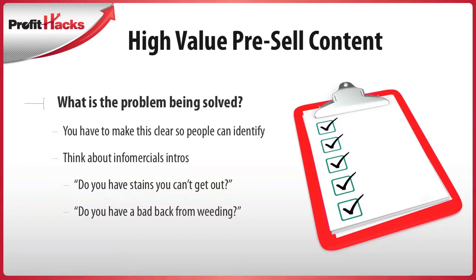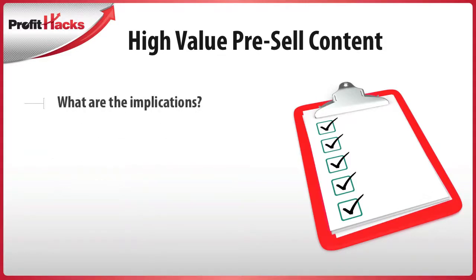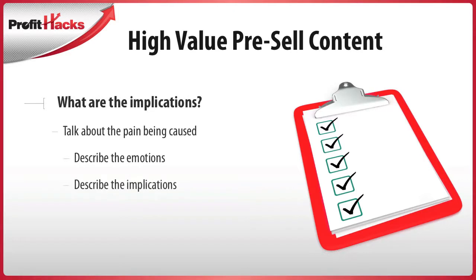And then from there, you need to actually talk about the implications of the problem. So if you have a problem, what is that causing? What is the pain that problem is causing you? Stains on your carpet, embarrassment when family and friends come over, things like that. So you really want to reiterate the implications and the experiences people are having because of that problem.